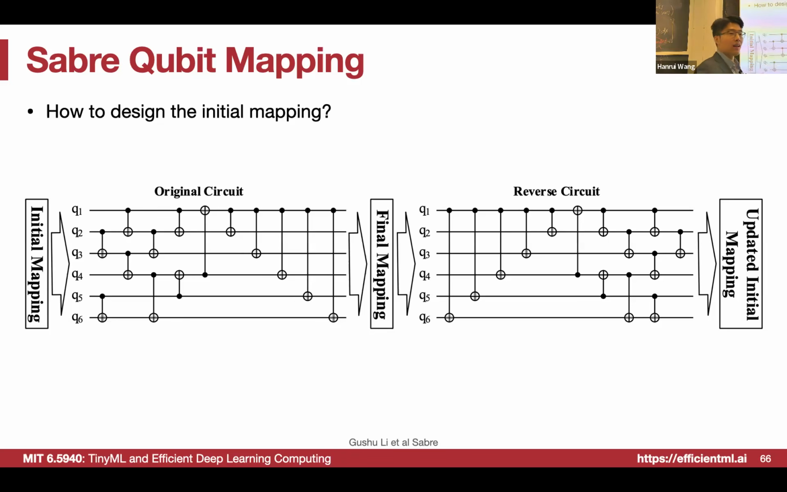So because we have this reverse and the original circuit, we can do these iterations for many rounds. Each round can improve upon the previous mapping. So that's all using this phenomenon of the reversibility of quantum circuits. So it's a very elegant way to find the best initial mapping, right? Because we can do this for many iterations.